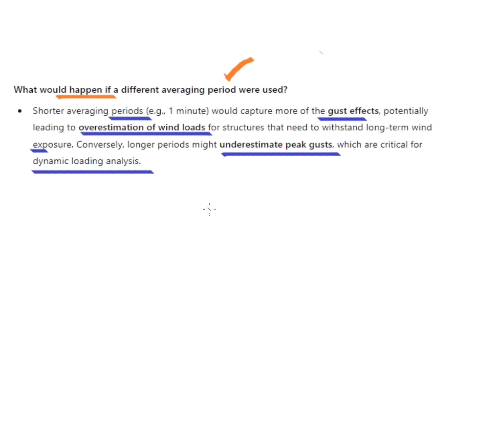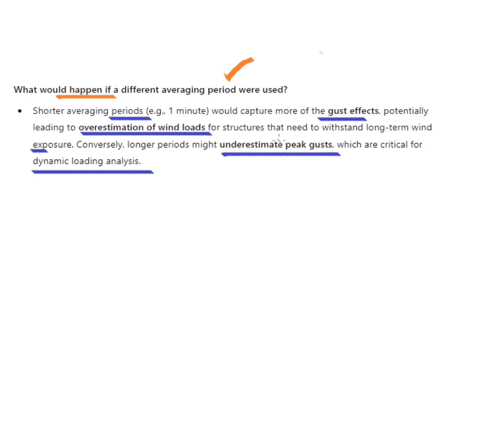What would happen if a different averaging period were used? Either there may be overestimation of wind loads or underestimation of peak gust. If we take a longer period, that might underestimate the peak gust. Peak gusts are critical for dynamic loading analysis. In case of a shorter averaging period, that would capture more gust effect, which would lead to overestimation of wind load. So we have to use the correct averaging period.